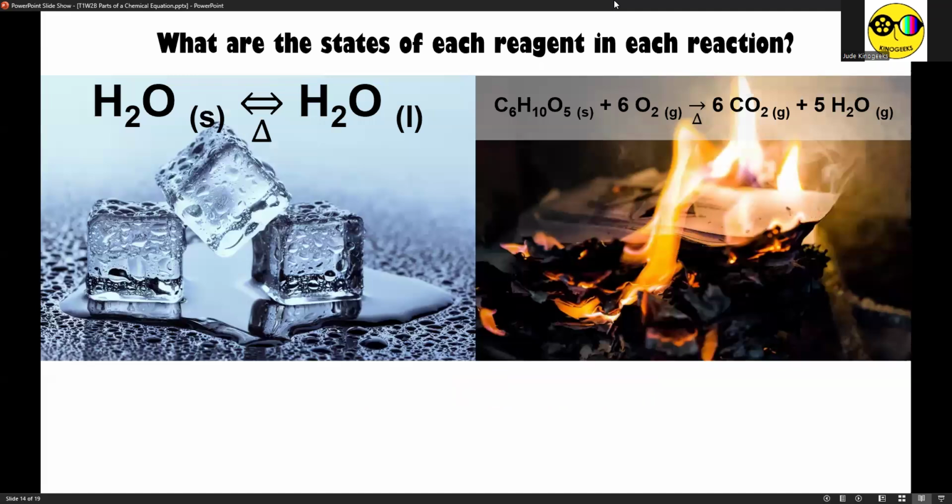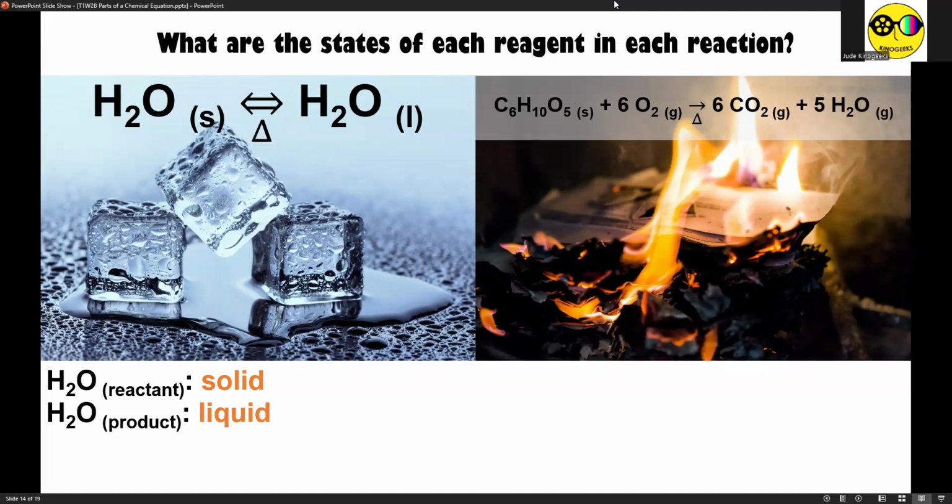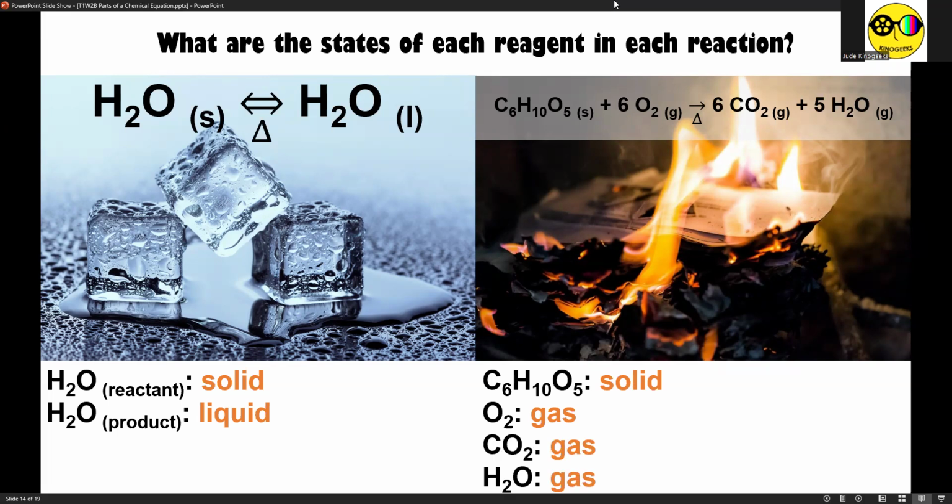Okay, so what are the states of each reagent in each reaction? Let's start with the H2O reactant in melting of ice, that's solid, and its H2O product is liquid. Okay. For cellulose, C6H10O5, that's solid because it represents paper. For O2, it's gas, as well as CO2 and H2O. All of them are gases.